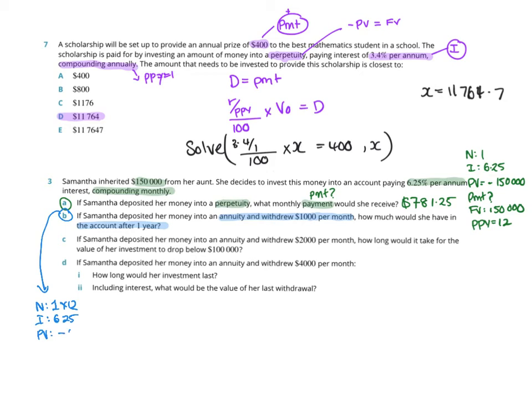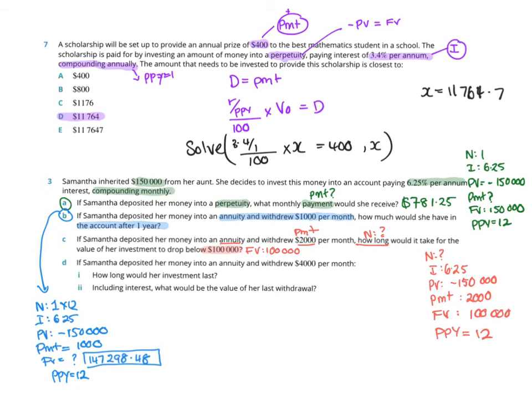PV, she's still investing 150,000. Payments, she's going to get a positive 1,000 a month. FV is the question. They want to know how much money is still left. And PPY equals 12. So here's the answer to that one. Let's go work that out.